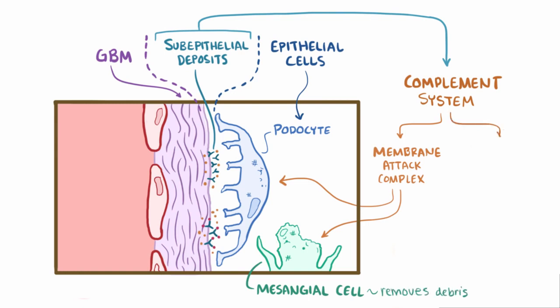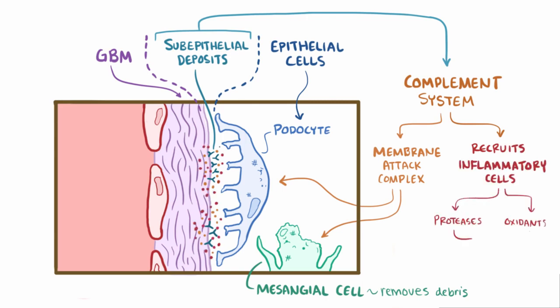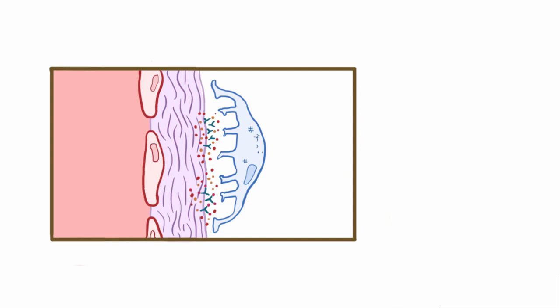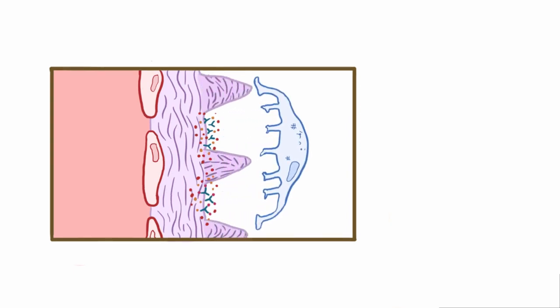The immune reaction also recruits inflammatory cells that release proteases and oxidants, which damage the basement membrane and cause it to become leaky, allowing proteins to filter through into the urine, which causes the signs and symptoms of nephrotic syndrome. Over time, as a reaction to the immune deposits, GBM matrix is deposited in between the immune complexes, which makes the GBM appear thickened on histology.